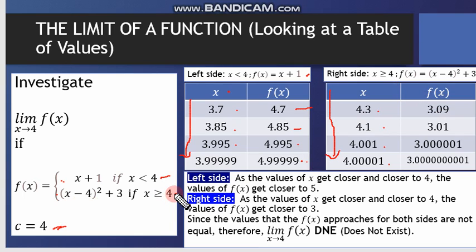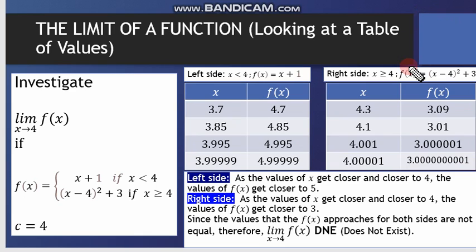So the quantity of x minus 4 squared plus 3, where x is equal to 4.3, the f of x is 3.09. If our x is 4.1, the result is 3.01. If our x is 4.001, our f of x is 3.000001. And if our x is equal to 4.00001, our f of x is 3.0000000001.